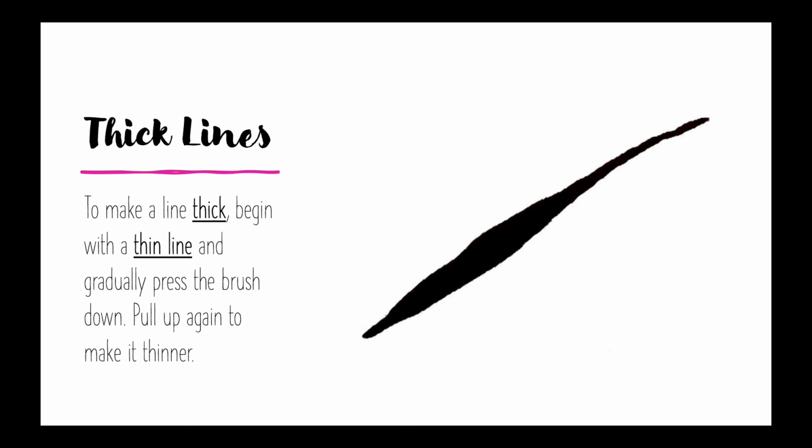So those are just some ways to make different lines. This would work really well if you were making trees with different branches. So the trunk of a tree could be thicker and then your branches could become thinner.